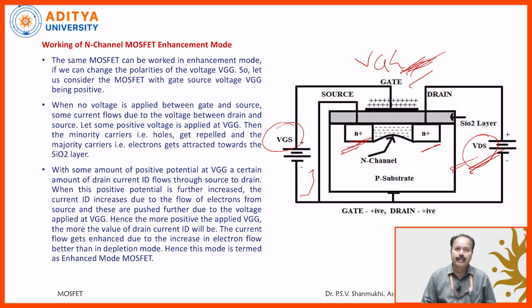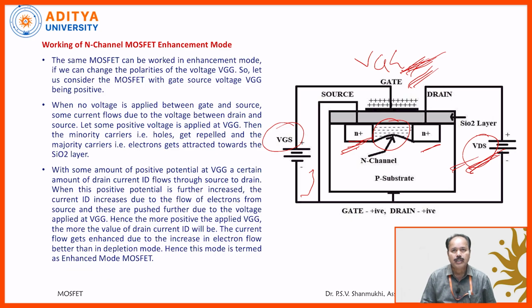Now coming to the enhanced mode, positive voltage is given to the gate. What happens? Under positive voltage, the electrons are attracted towards the gate, and the holes, the minority carriers, are repelled. Automatically a channel is created there. When you supply VDS voltage, these electrons are received by the drain. That's why the drain current increases. By going on increasing the gate voltage, the drain current gradually increases. So this is the enhanced mode of operation.